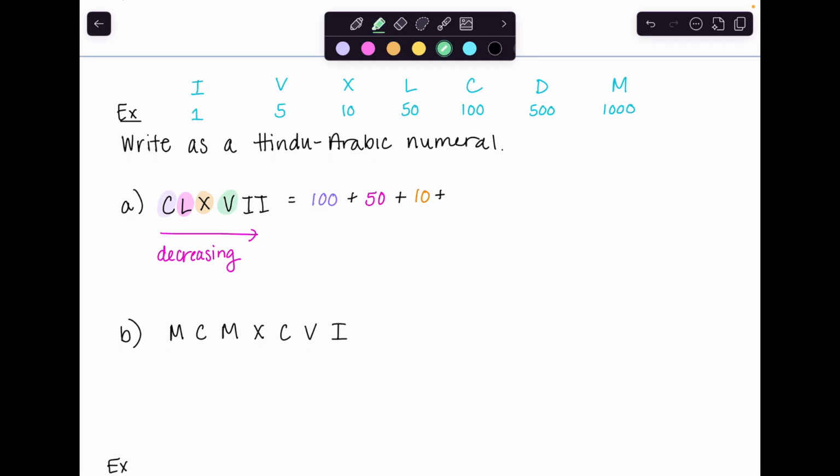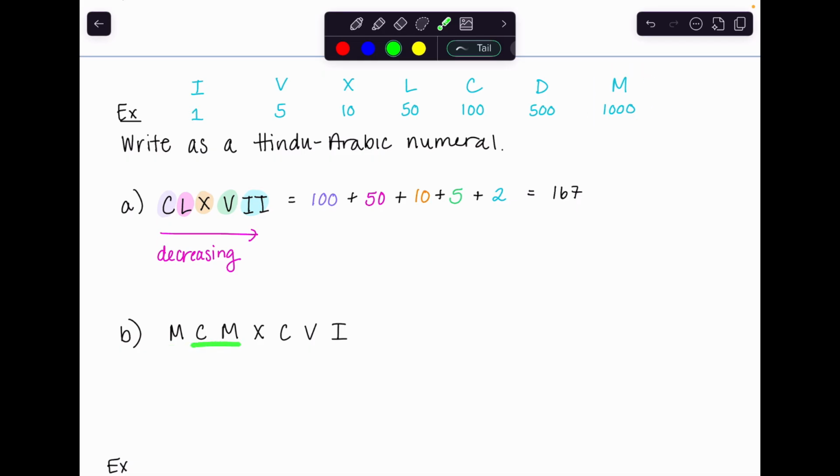Then we've got V, which is 5. And then finally, 2 I's is really 2. So adding these all together, this is 167 in Roman numerals. Okay. If I look at this next one, starting with M, that's definitely my biggest.